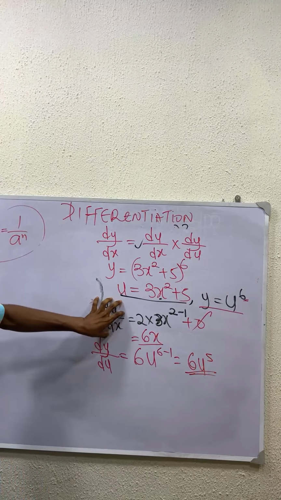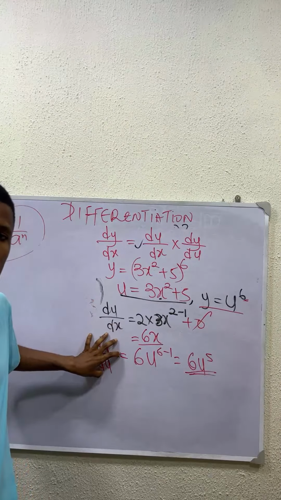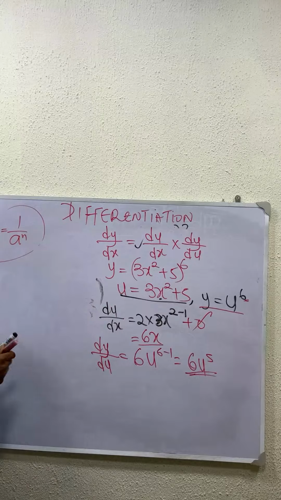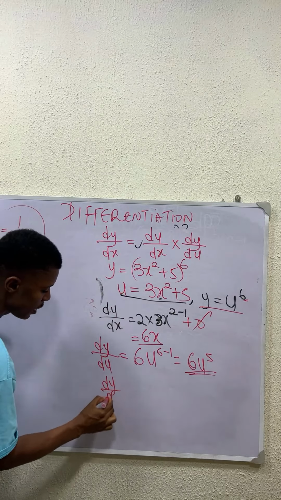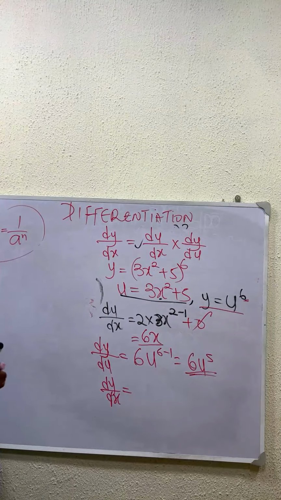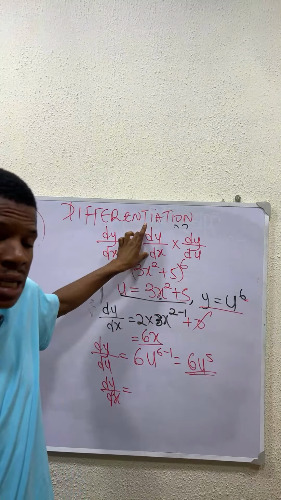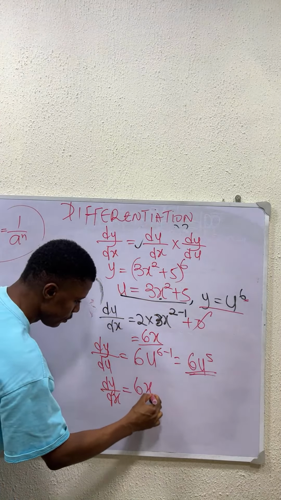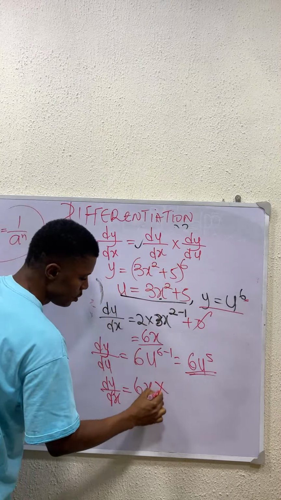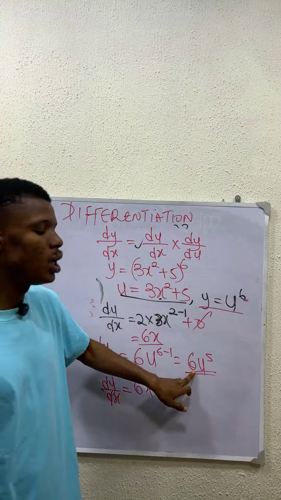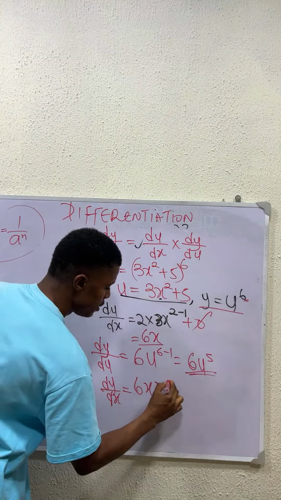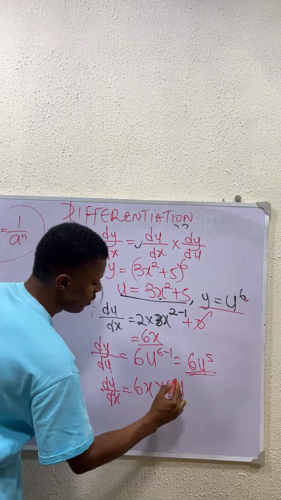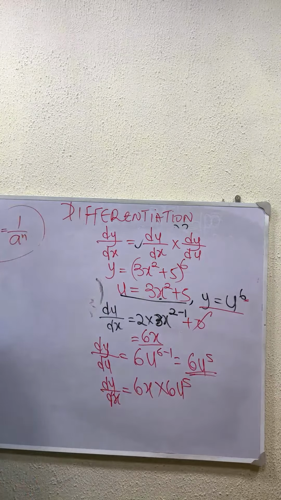Since we've gotten du dx and dy du, we have to plug it in the formula, because differentiating y with respect to x is equal to differentiating u with respect to x, and we've done that, and that gave us 6x. So we write our 6x. Then the next thing that follows is multiplication. Then we differentiate this. What do we get? 6u to the power of 5. So the next thing is to simplify.